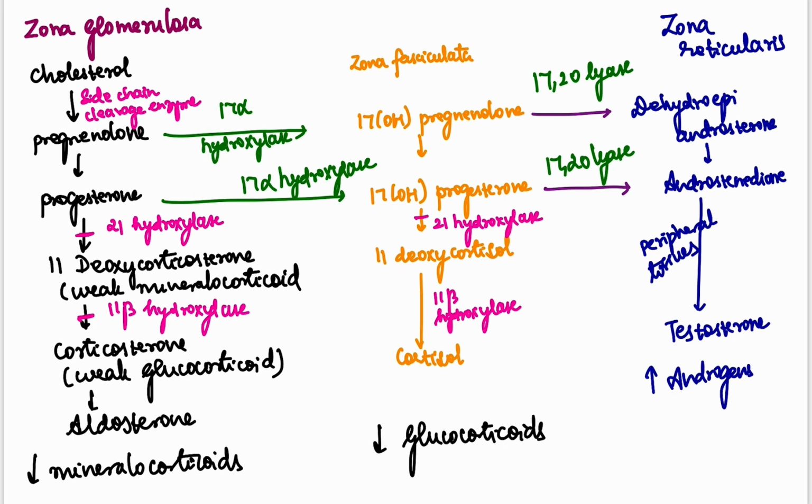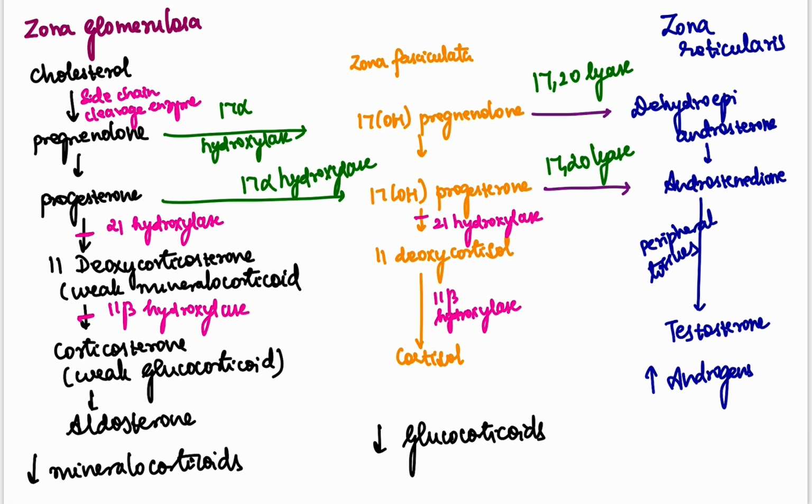Zona glomerulosa, fasciculata, and reticularis. These are the layers of adrenal cortex. In zona glomerulosa, the cholesterol is converted into pregnenolone with the help of side chain cleavage enzyme. Pregnenolone is converted into progesterone. Progesterone to 11-deoxycorticosterone with the help of 21 hydroxylase, a very important enzyme. 11-deoxycorticosterone to corticosterone with 11-beta hydroxylase. Corticosterone to aldosterone. So cholesterol, pregnenolone, progesterone, 11-deoxycorticosterone, corticosterone, aldosterone.